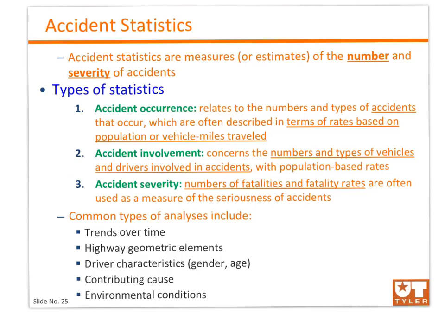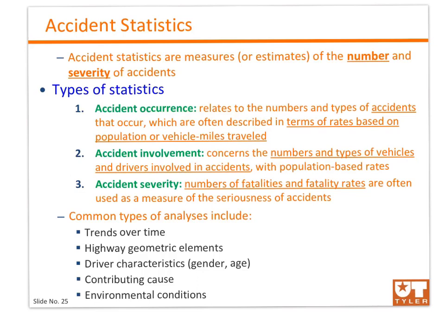The third type of statistics is accident severity, which is related to the number of fatalities and fatality rates, often used as a measure of the seriousness of an accident. As I said before, you can have several accidents, but if they are not associated with fatalities or injuries, that's a good thing. Therefore we need another statistic, number 3, that has to do with accident severity. How severe are those accidents?